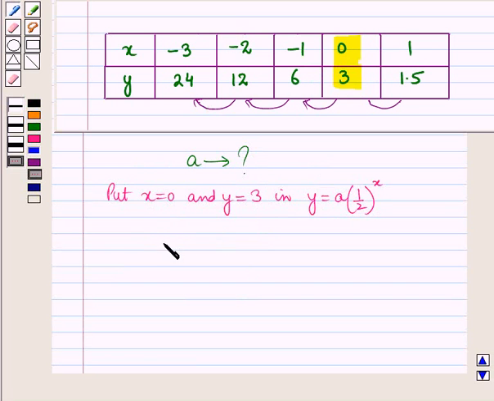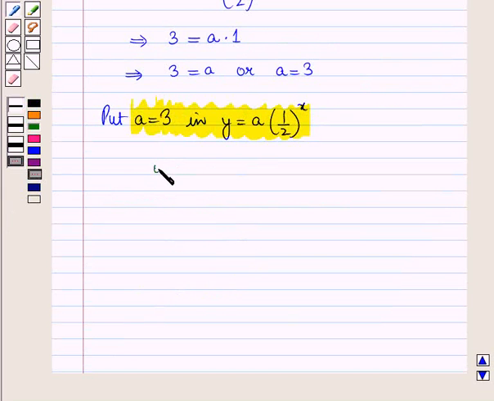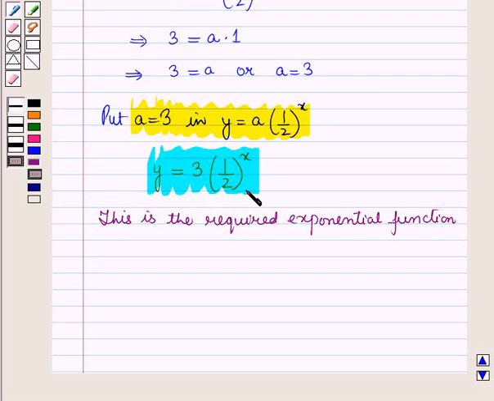And here we have 3 is equal to a into (1/2) whole raised to power 0. Now this implies 3 is equal to a into, now (1/2) whole raised to power 0 will be 1. So this implies 3 is equal to a, or we can write it as a is equal to 3. Now let us put a is equal to 3 in this equation. So we have y is equal to 3 into (1/2) whole raised to power x. So this is the required exponential function.